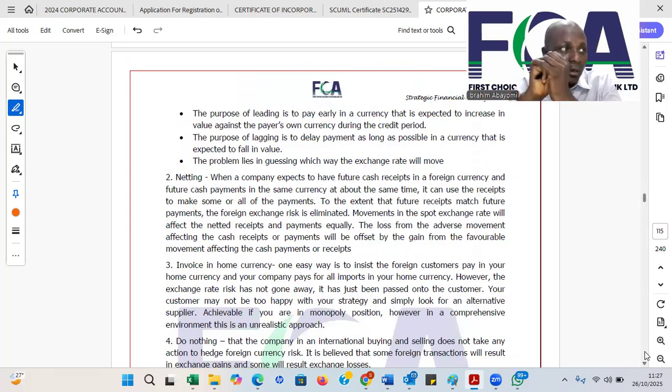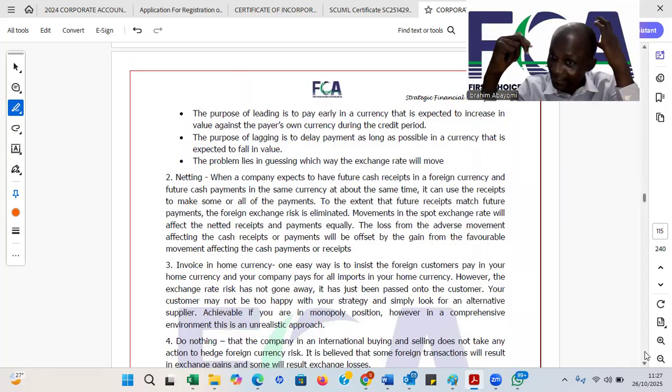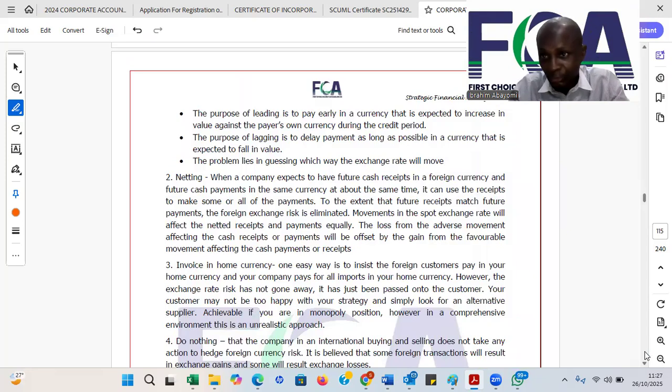For instance, let's say you have a supplier in the United States who has sold a product to you, and you want to protect yourself against adverse movement in exchange rate. What you can do in that case is for you to insist that the invoice prepared by the supplier must be denominated in naira. In that case, when you are making the payment, you are making the payment in naira, so you are not exposed to exchange rate fluctuation.